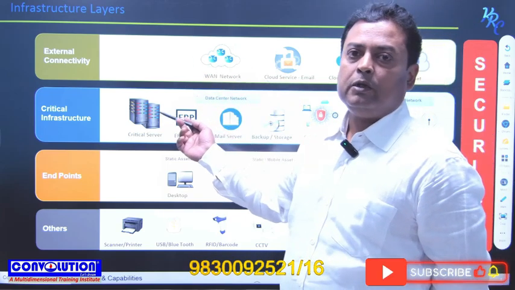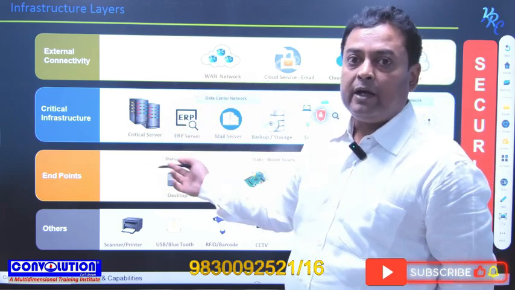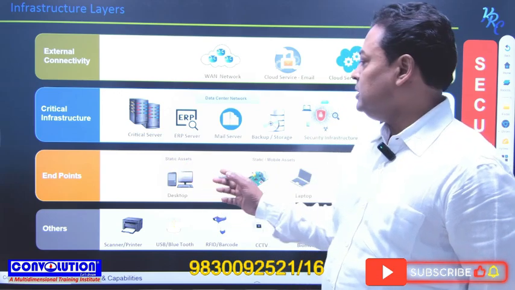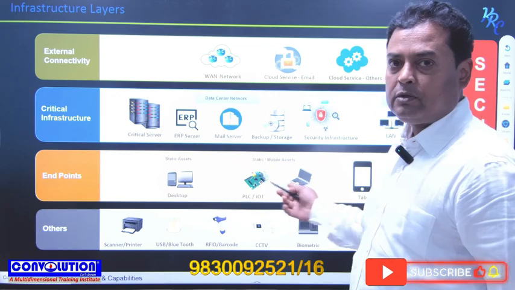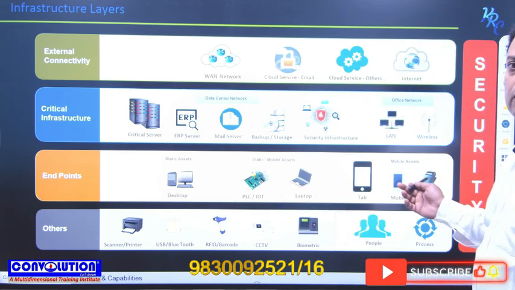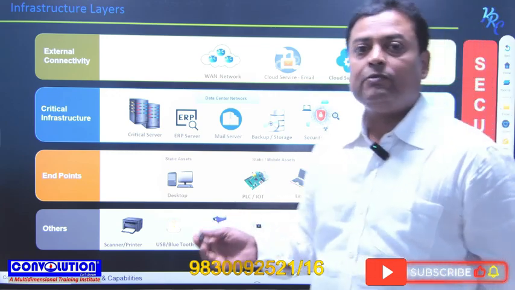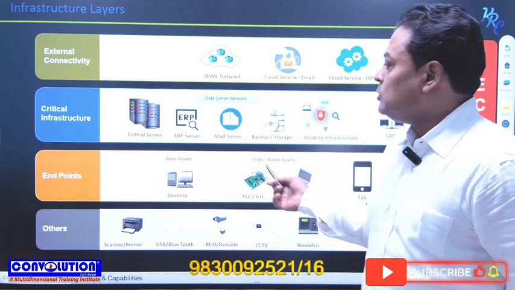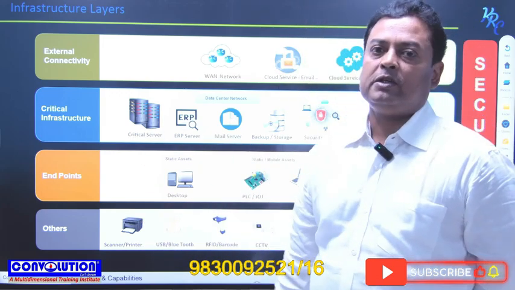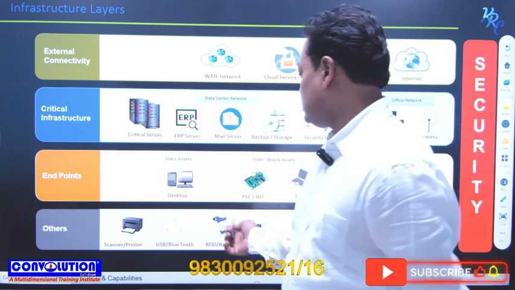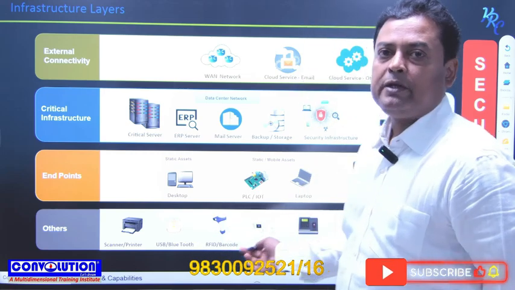And with that infrastructure is connected our endpoints, like we have desktop users, we have laptop users, we have mobile users or tab users or POS device users. So along with that, we also have some other infrastructure like our printers, our CCTV or biometric.